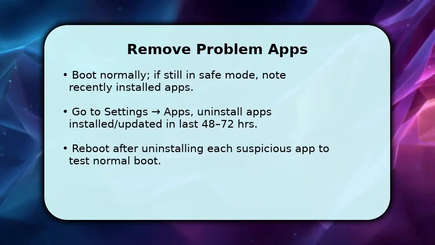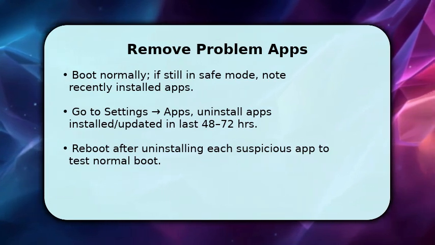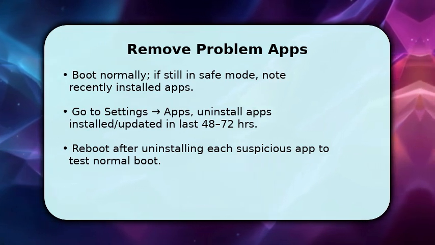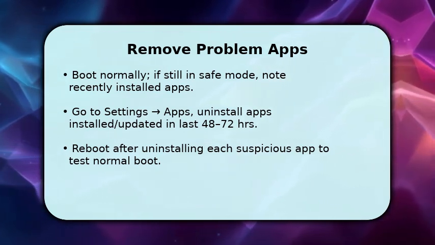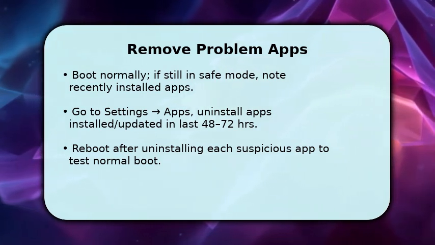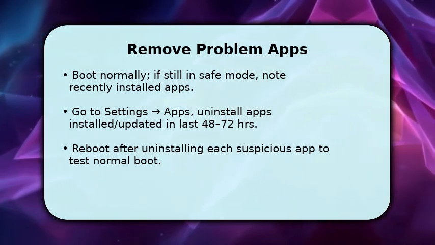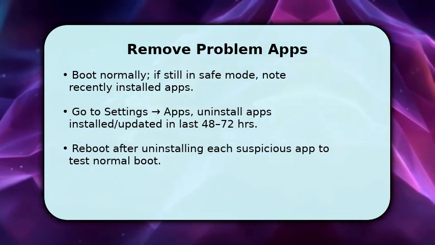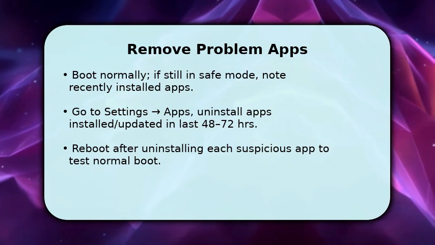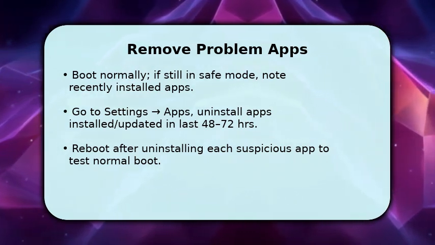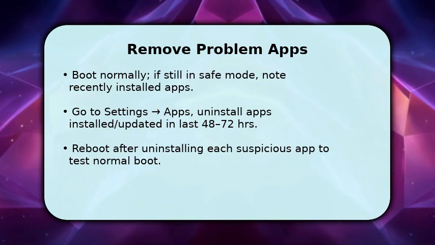Once you've attempted a restart and safe mode persists, remove the most likely cause: apps. Safe mode disables third-party apps, so uninstall any app you added or updated in the last 2 to 3 days. Open Settings, navigate to Apps, pick the suspect app and uninstall. This removes conflicts that force safe mode. After each uninstall, reboot to see if the phone boots normally. This targeted approach saves time versus broad resets and pinpoints the offending app.